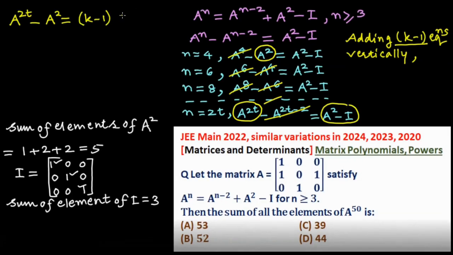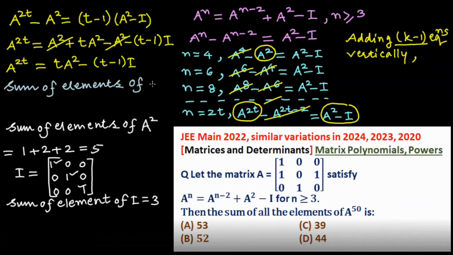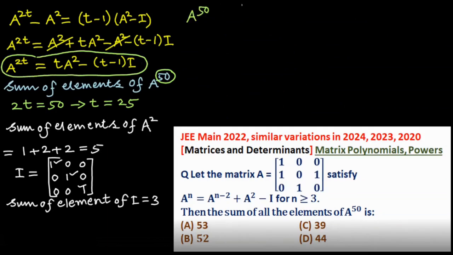This A square minus I. A power 2t equals A square plus t A square minus A square minus t minus 1 into I. Cancelling A square, A power 2t will be t A square minus t minus 1 I. Now we will find the sum of elements of A power 50. Now this 50 being even, we will assume 2t equals 50, giving t equals 25. Now from this, A power 50 becomes 25 A square minus 25 minus 1, 24 I.